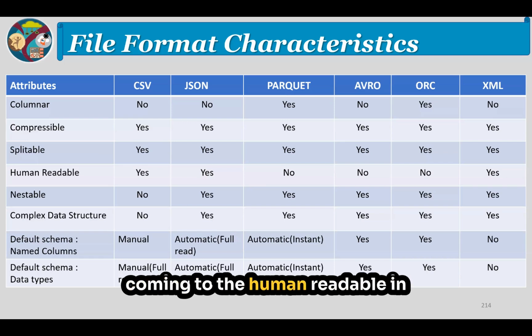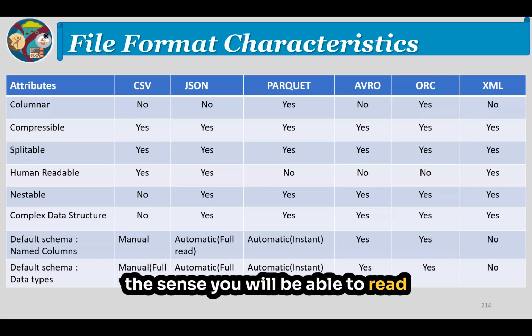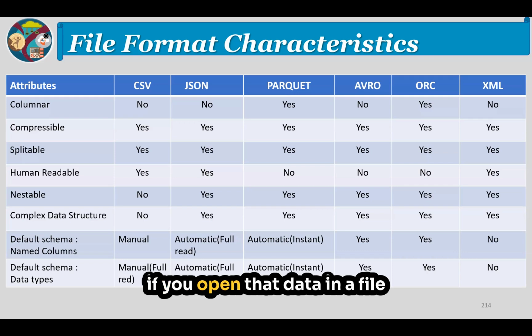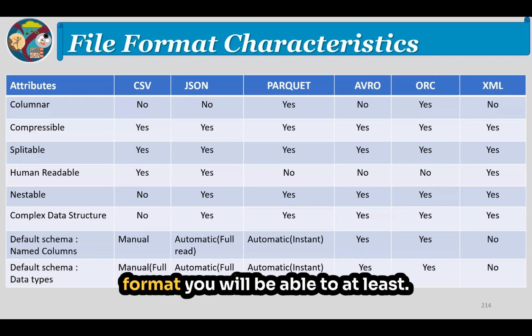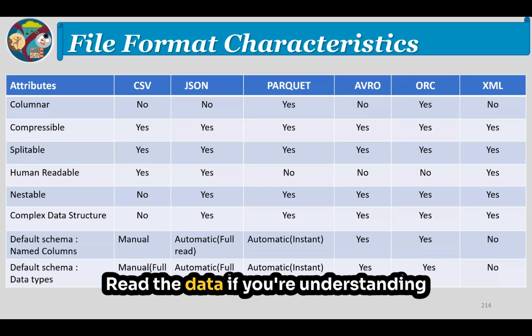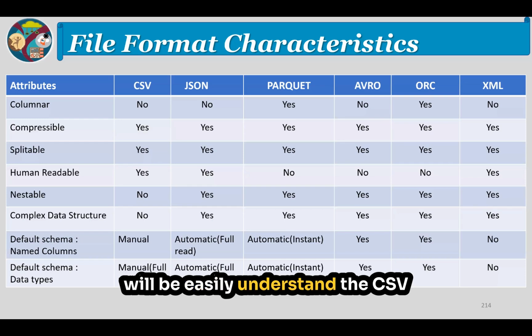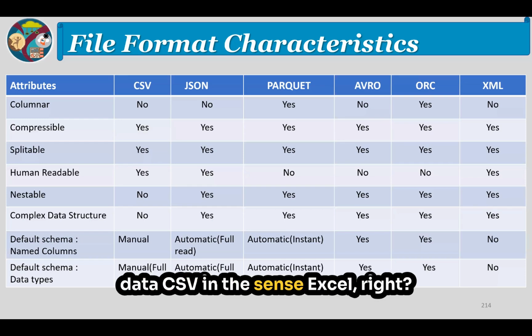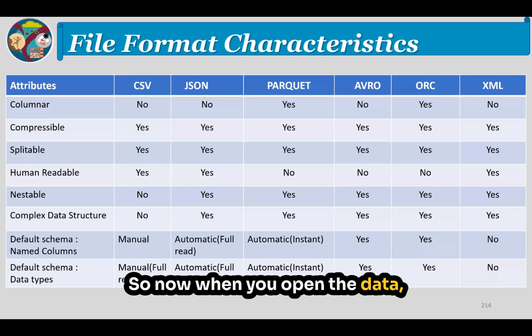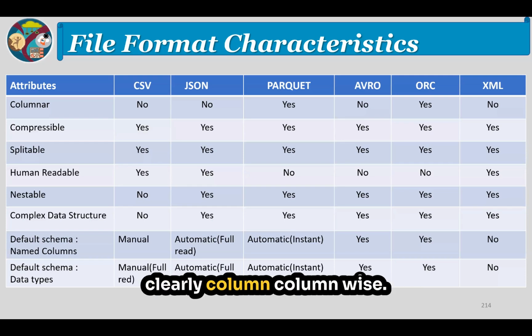Now coming to human readable, meaning whether you will be able to read the data properly. If you open the data in a file format, you will be able to at least read it. Whether you understand it is a different concept. You can easily understand CSV data, CSV in the sense of Excel, right? When you open the data, you can read it clearly, column-wise: this is employee number, this is employee name, and so on. So you can easily understand.